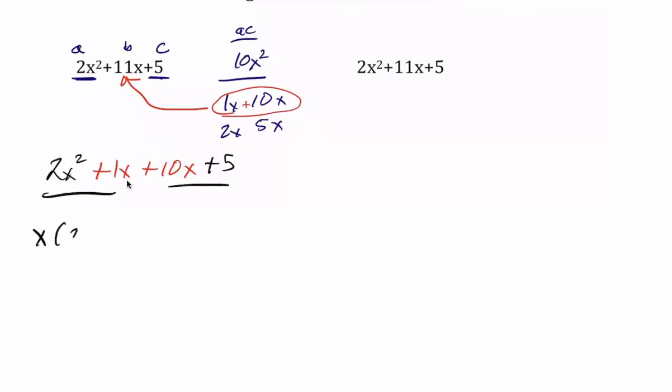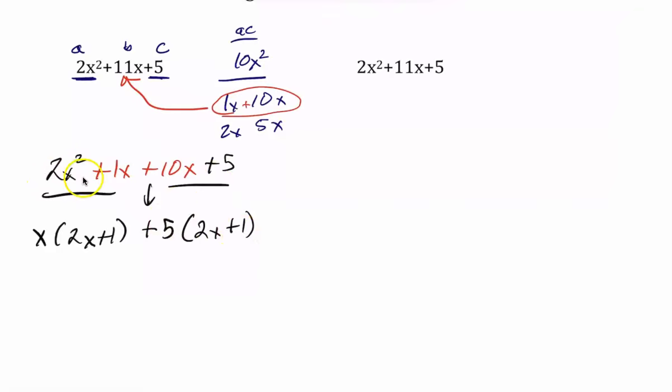The first two have an x in common. Factor out the x, so you have 2x plus 1. You always bring down the middle sign. The back two have a 5 in common. I can divide them both by 5. So factor out the 5, and you get 2x plus 1 again. Remember, when you factor out, you're dividing. So if I factor out the 5, 10x divided by 5 is 2x. 5 divided by 5 is 1.